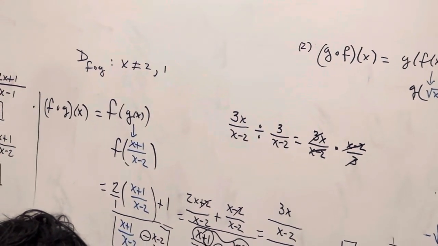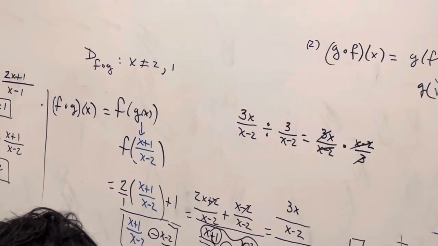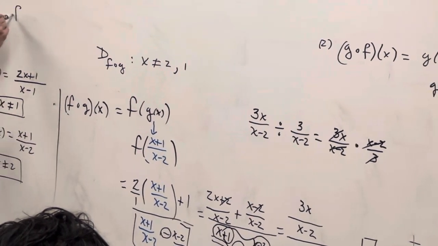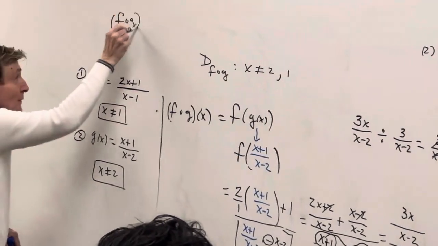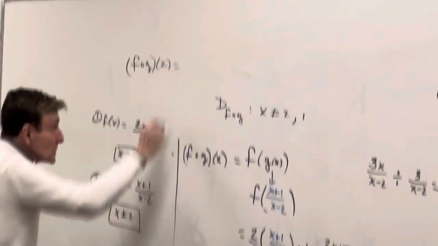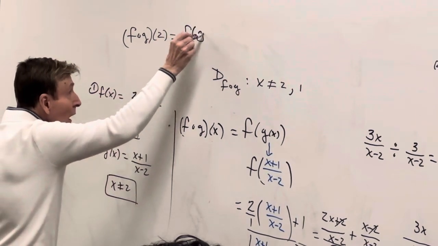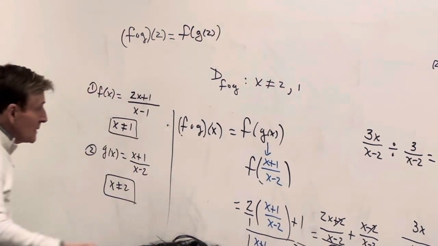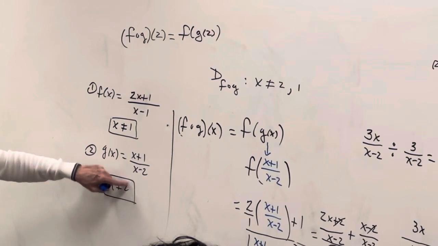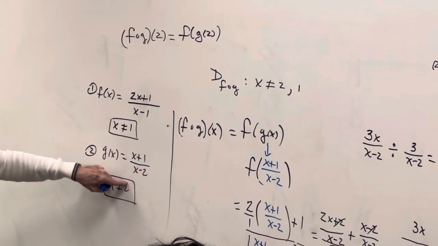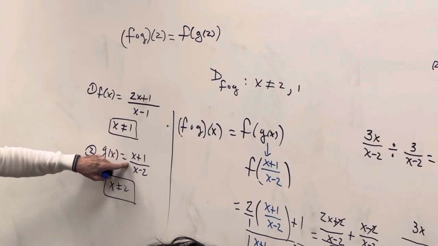Okay, let's try this. Here we go. Let me try first and show you with the 2 there. Suppose you were asked to find F circle G of 2. We've already said, Professor, I don't think 2 is going to work. Go to my G function, put a 2 in, immediately it's undefined. Now can I use 1?